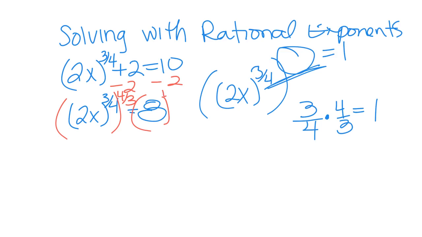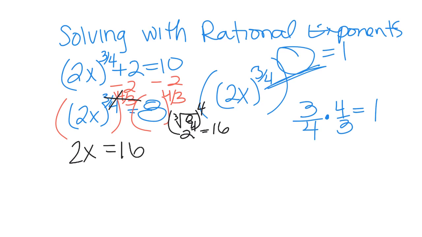So 8 to the 4/3 power. I get 2x because my exponent becomes 1 equals, and 8 to the 4/3 is the cube root of 8 to the 4th power. The cube root of 8 is 2, and 2 to the 4th is 16. So I get 2x equals 16, divided by 2, and x is equal to 8. And I can look at that again, make sure it's not extraneous.